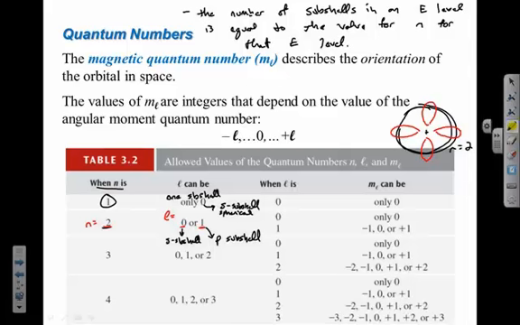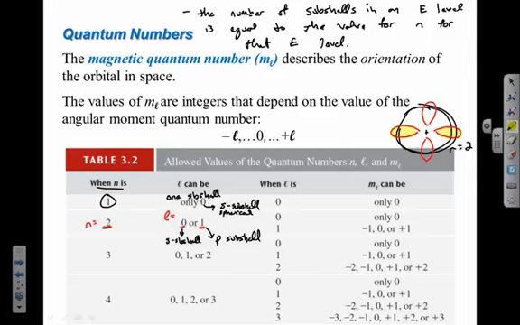Just to point out, in a P subshell, the 2 areas I just highlighted in yellow are both areas of the same subshell. They're not 2 different subshells. Okay?